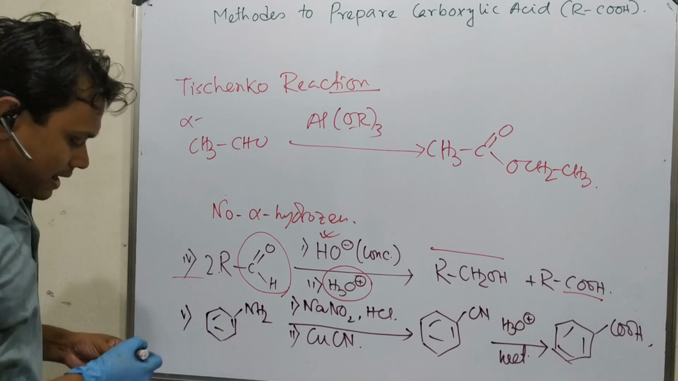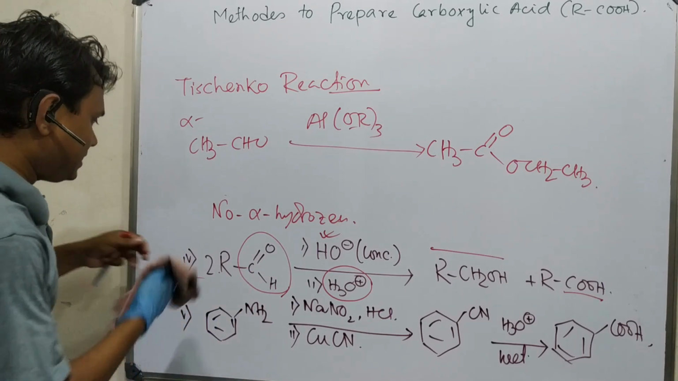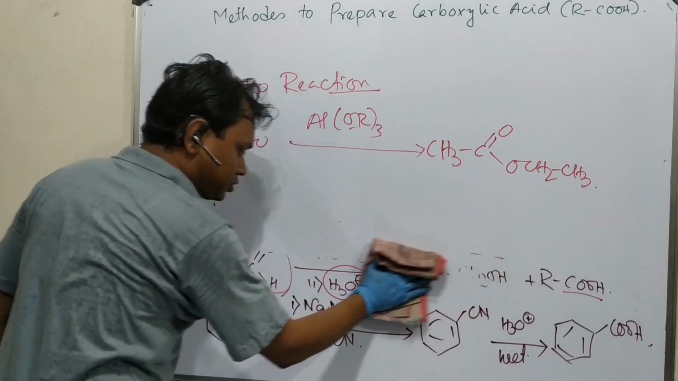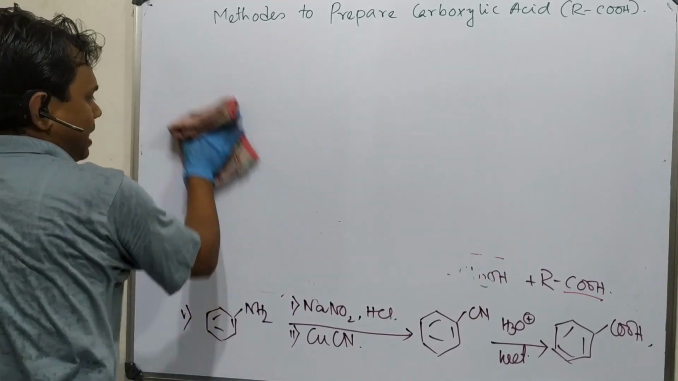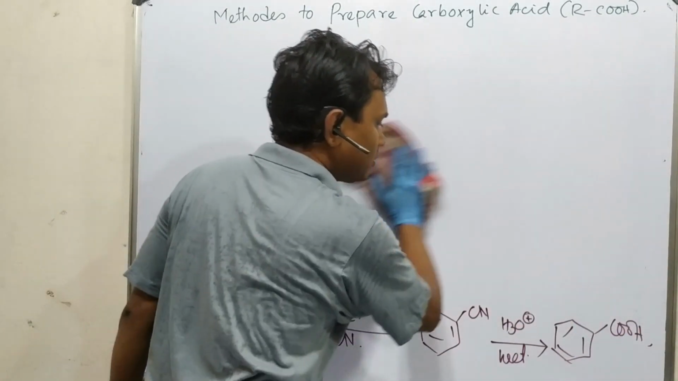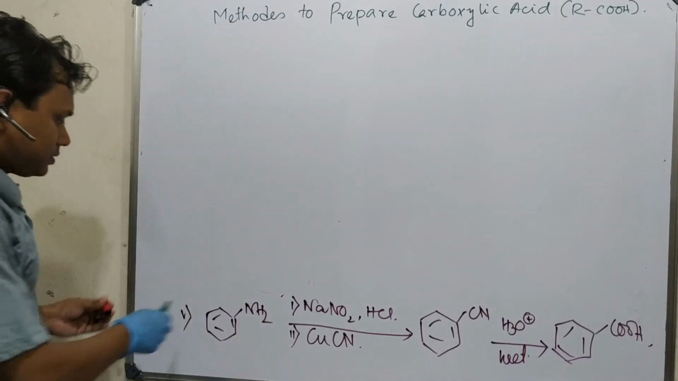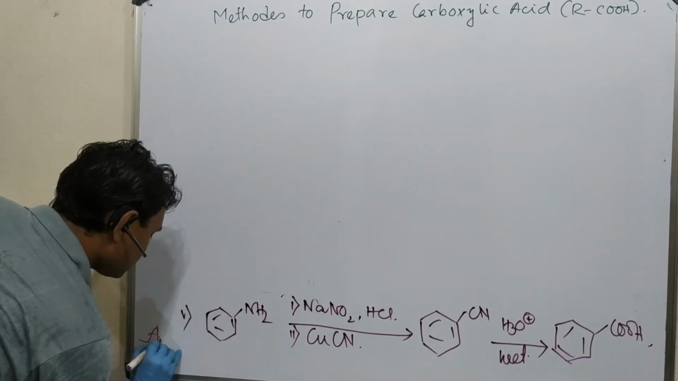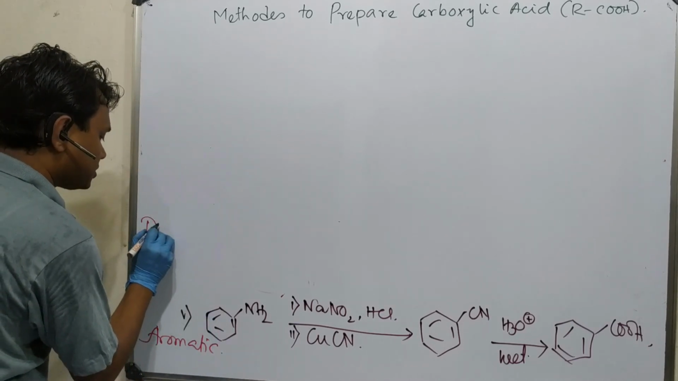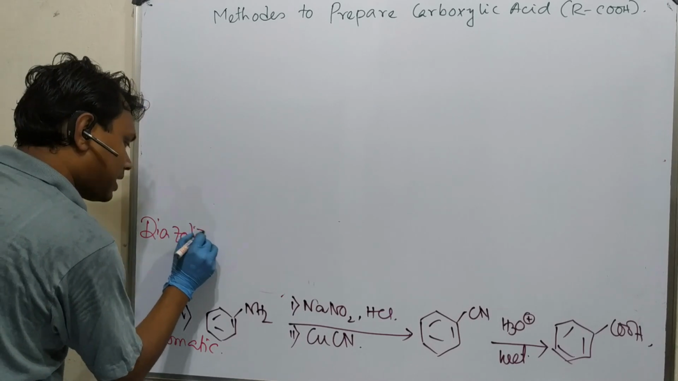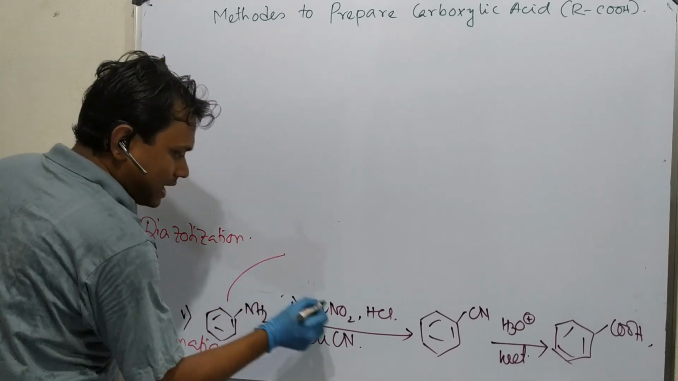And in this series, the last one is a little interesting. Keep in mind, the last one is dedicated to the aromatic system. In an aliphatic system, it will not occur. So this is for aromatic, and this is actually a diazotization reaction.